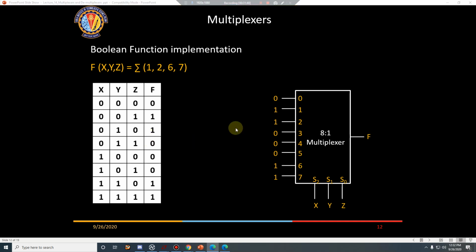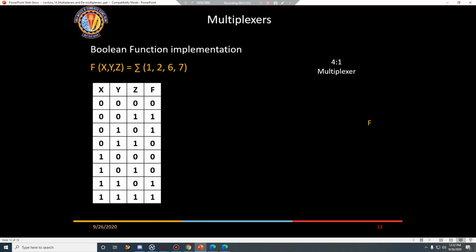Yeah, so do you have any such integrated circuit in the 74 series? In the 74 series, yeah, it is there. Okay, I'll show you. Okay, now let me come. Now I can even implement this.